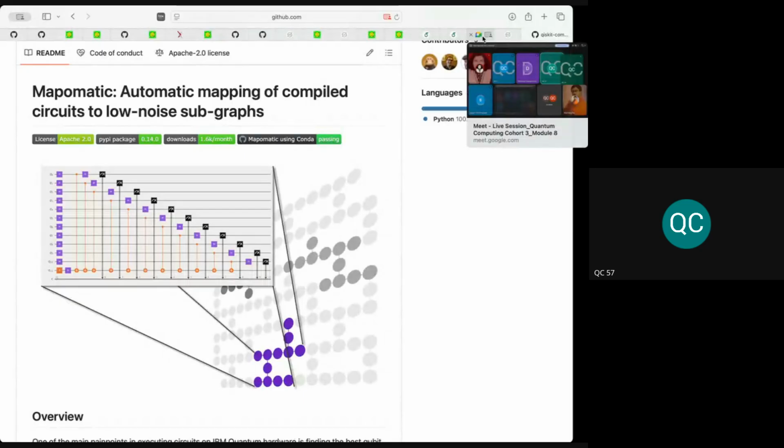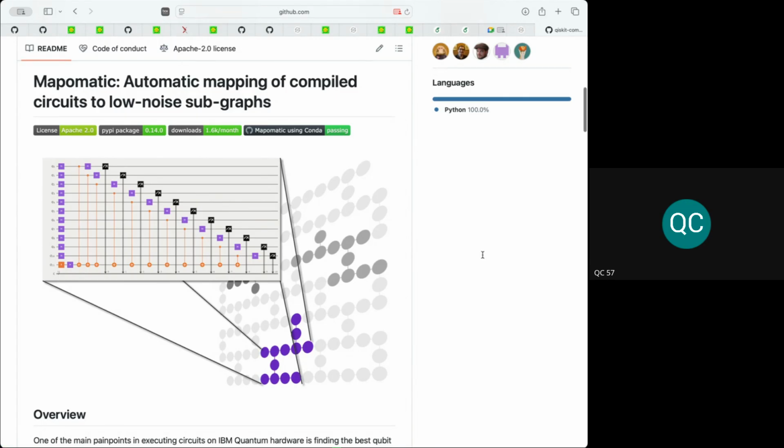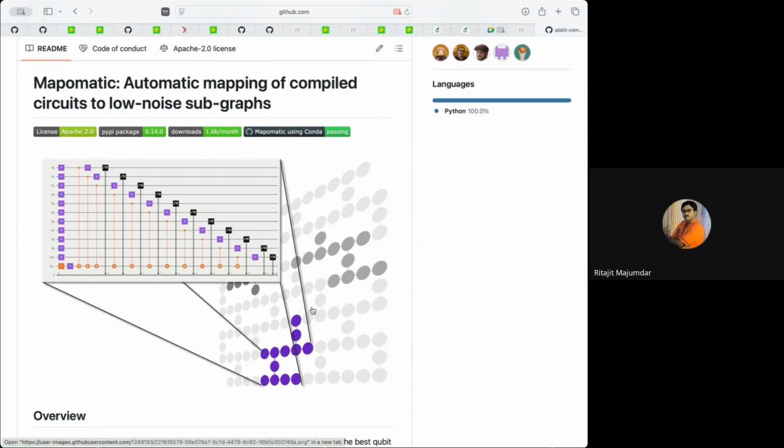I see. Comparing these two layouts, whichever has fewer swap gates, I prefer to choose. Not fewer swap gates, because these two are isomorphic layouts, so the number of swap gates will be the same. But the error rate of the qubits differs, right? They are not uniform throughout the hardware. I see. Therefore, the noise of this layout and this layout is in general not the same. So you will choose the layout which has the lower noise profile. Okay. Got it.